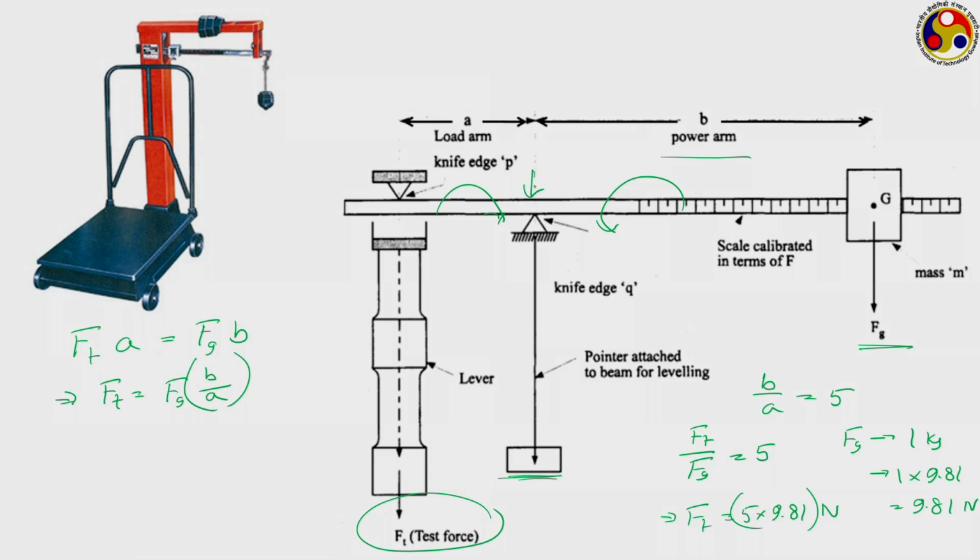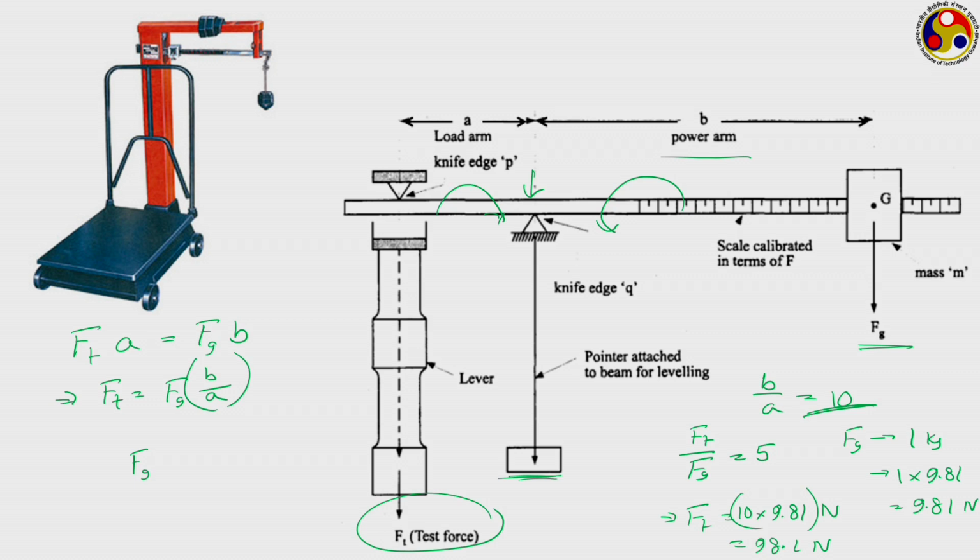And this way, if we keep on increasing the ratio B by A, let us say if we make it 10, then easily we can measure 10 times larger force, that is 98.1 Newton force can be measured. Or, instead of writing in terms of Newton, if we write in terms of mass, whatever amount of Fg we use, we can measure this many times larger mass using this.